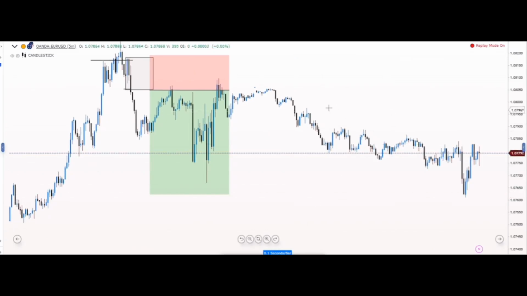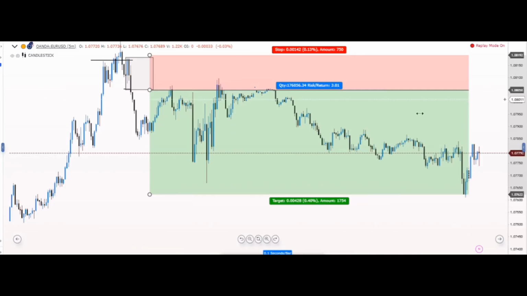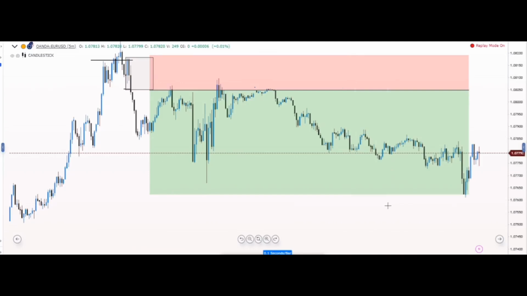Okay, it appears our take profit has been smashed. Correct. Simple trade, guys. Simple. You don't need to really stress yourself. I don't know why guys are finding it difficult to make consistent profit in the market using simple and basic strategies. You don't need to complicate issues.